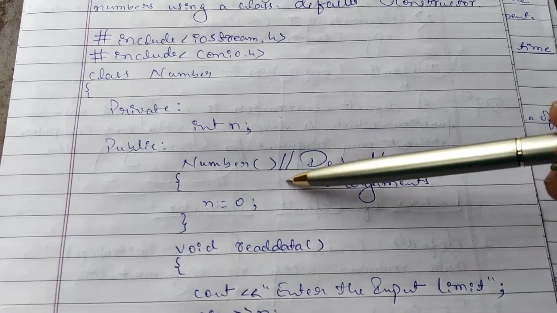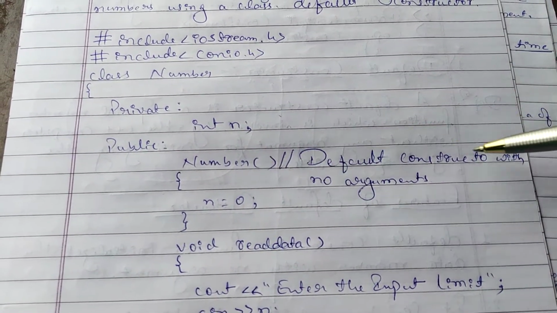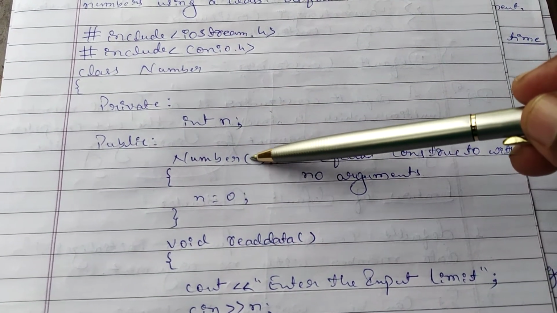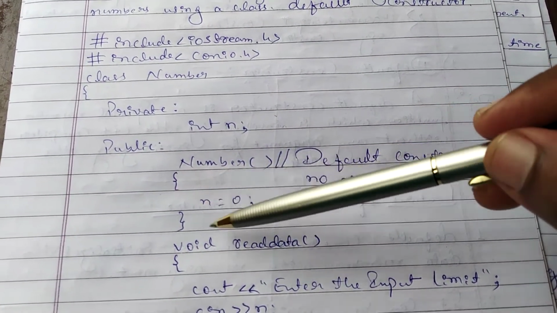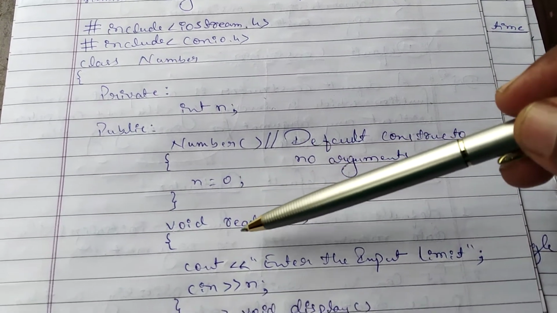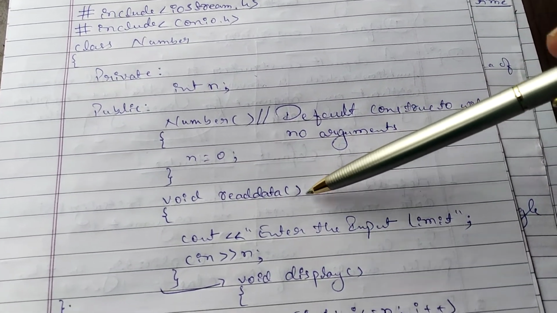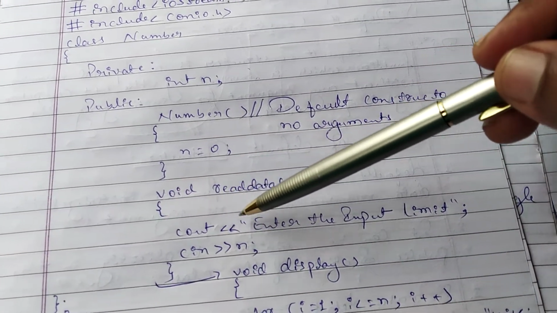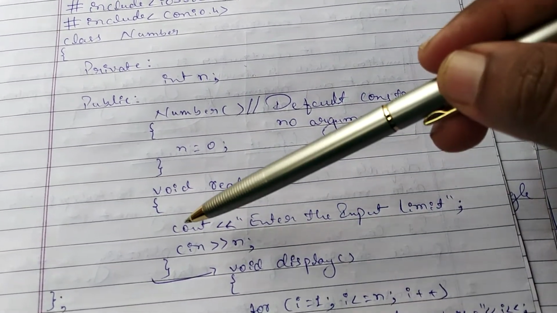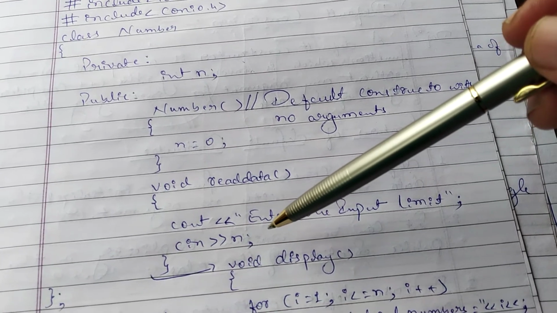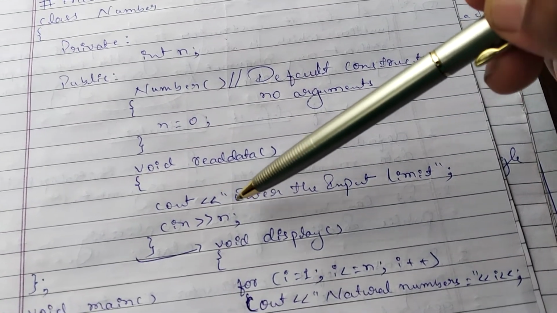Public: number. This is the default constructor with no arguments. This we call a default constructor. In this we have assigned n = 0. Next, void read data, I have taken a method. Here in this method I have written cout: enter the input limit. You have to assign a limit here, n.